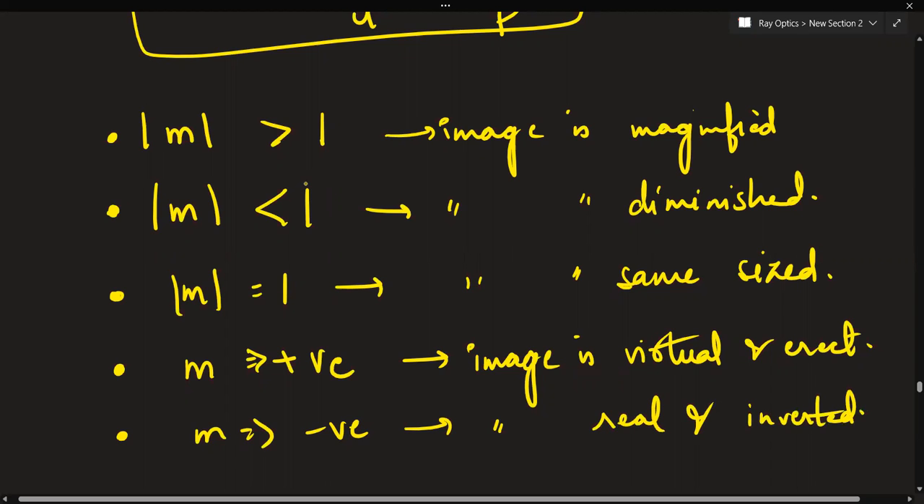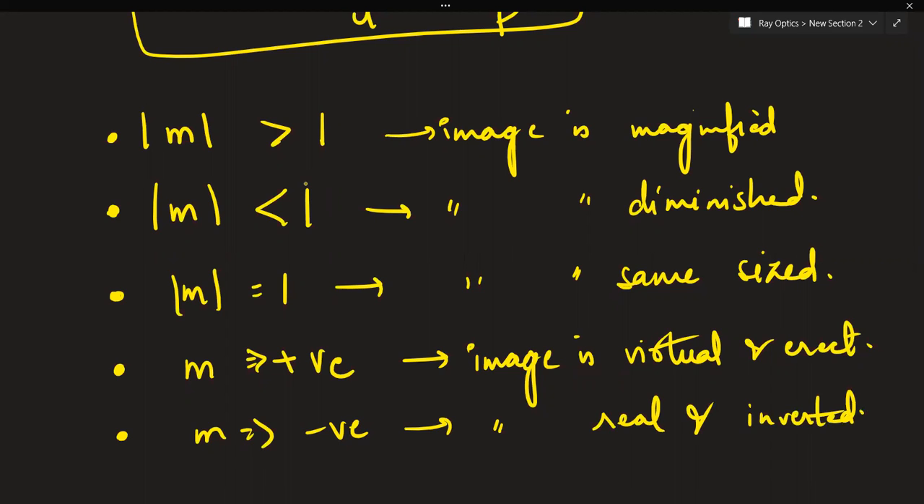So class, in the exam, you can get a direct question. Values will be given, image distance will be given, object distance will be given, and it will ask you to tell whether the image is virtual, erect, or whatever is the nature of the image and size of the image.